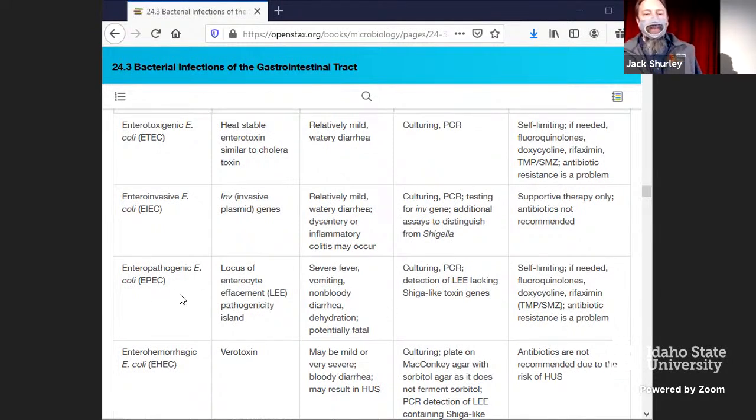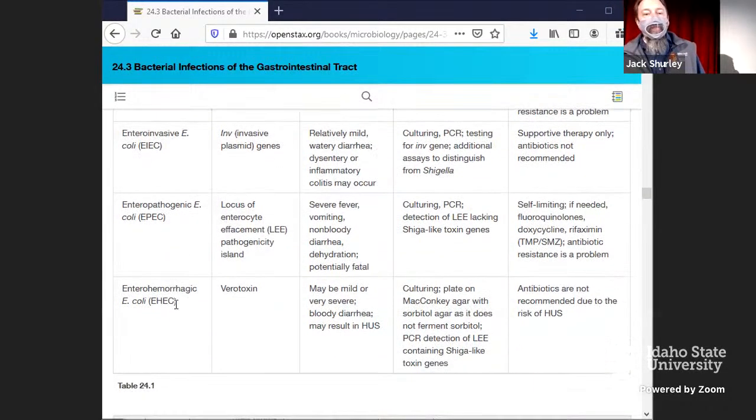And that's this enteropathogenic that I was just at with the Shiga-like. So they've got an erythrocyte effacement pathogenicity island. This basically helps them to target and cause issues to the cells to basically get blood as this gene is expressed. So fever, vomiting, non-bloody diarrhea, and dehydration, potentially fatal with this.